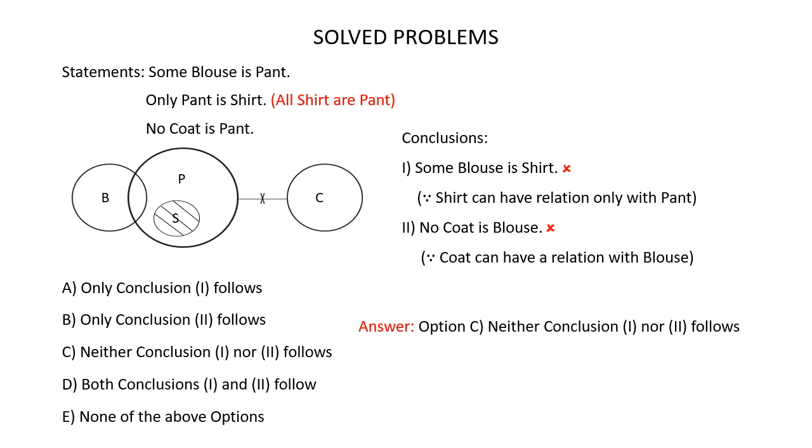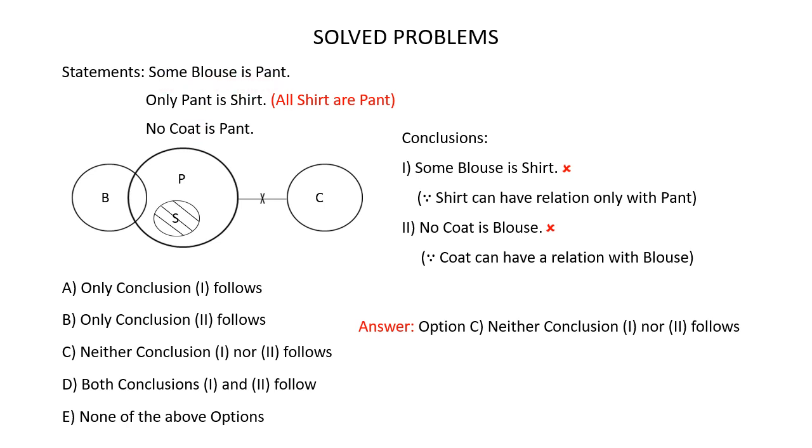In this question, you are given 3 statements and 2 conclusions. Now let's find out which of these given conclusions follow the logic given in these statements. To do that, first we have to draw a Venn diagram for these statements. Now the statements are: some blouse is pant, only pant is shirt, no coat is pant. So let's draw a Venn diagram for these statements.